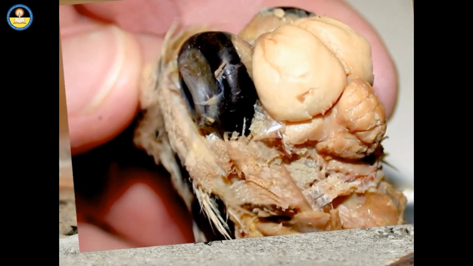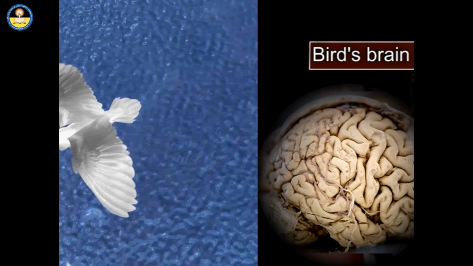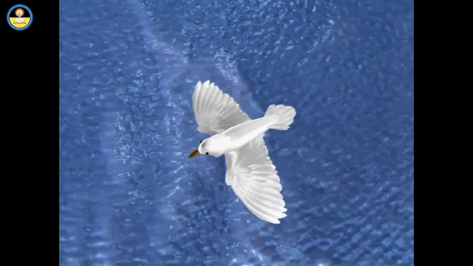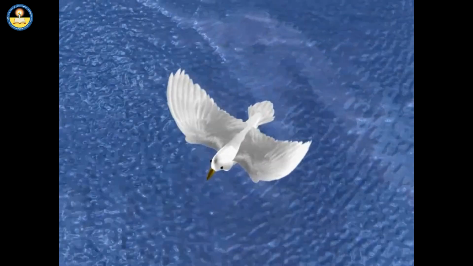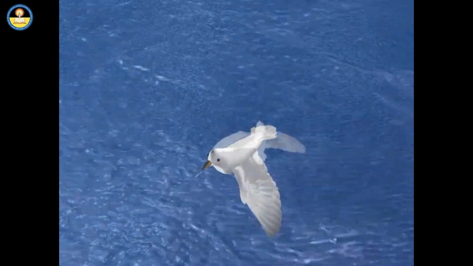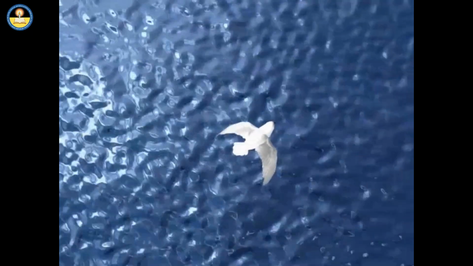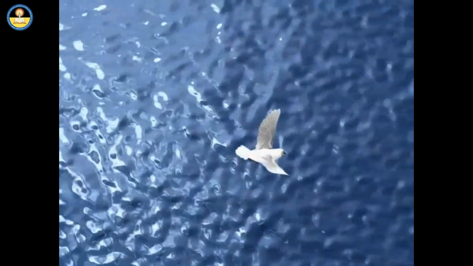A bird's brain is different from a mammalian brain, as the complex folds found in the cerebral cortex of mammals are missing in a bird's brain. Birds are highly visual animals. Sense of smell and taste are poorly developed, whereas sense of touch, hearing and vision are very well developed.